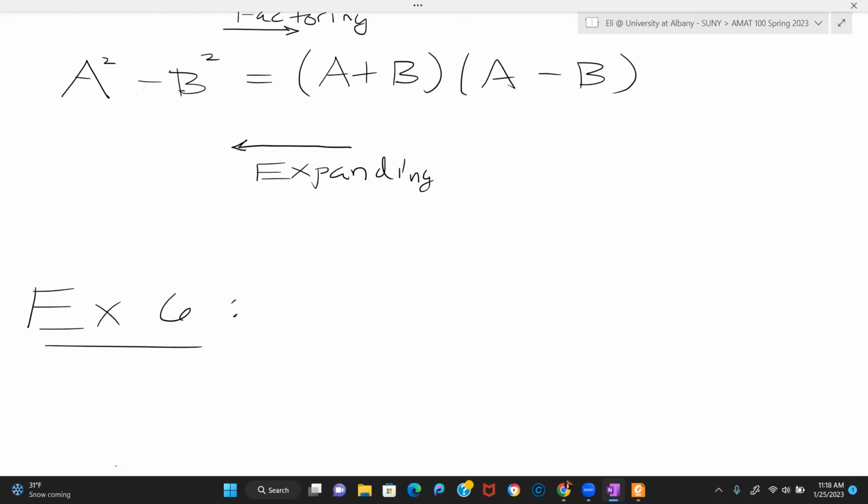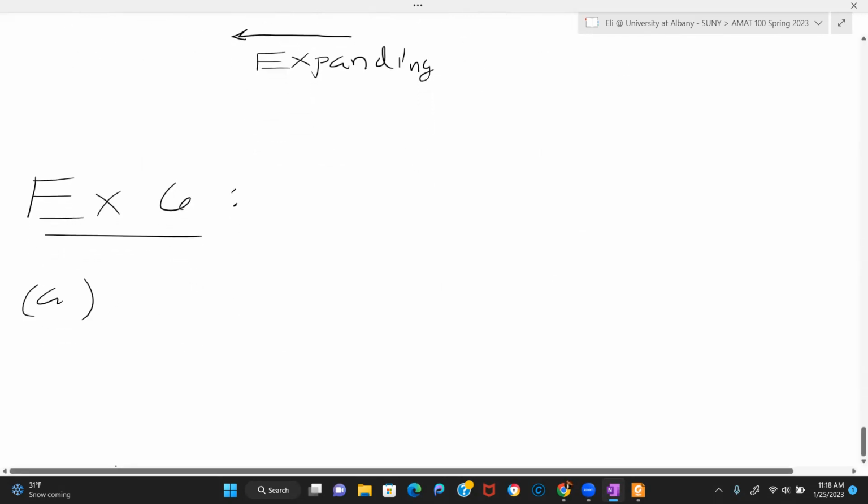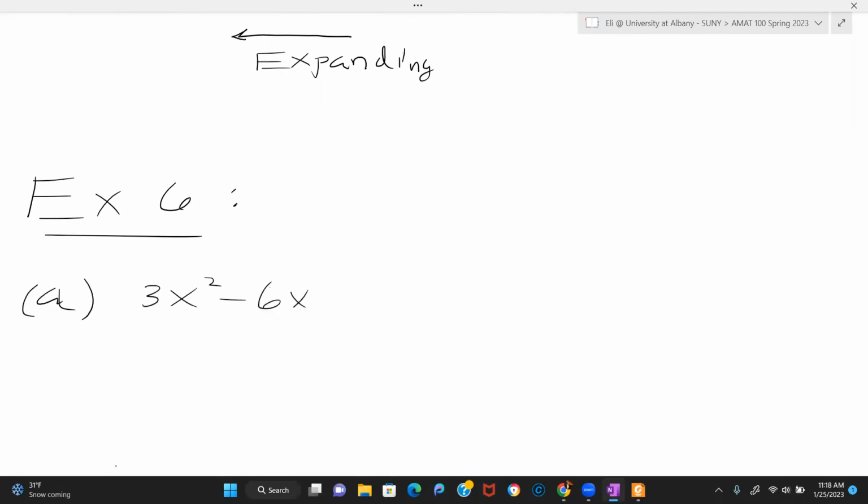This is example 6. We have A. A is 3x squared minus 6x, and we want to factor this. We can factor this pretty easily. This is an algebraic expression. It has two terms, and we just have to look at what's in common among each term.